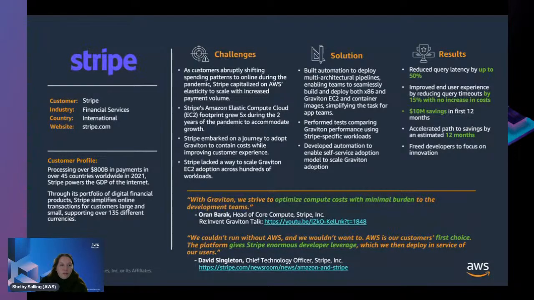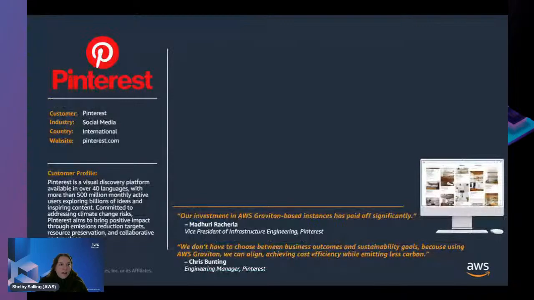So in partnership, we've got a couple of quotes. With Graviton, we strive to optimize compute costs with minimal burden to the development teams, which is the head of core compute. And then the CTO at Stripe said that they couldn't run without AWS, and they wouldn't want to. AWS is the customer's first choice, and the platform gives them enormous developer leverage. All right, another highlight, hopefully a familiar face, Pinterest.